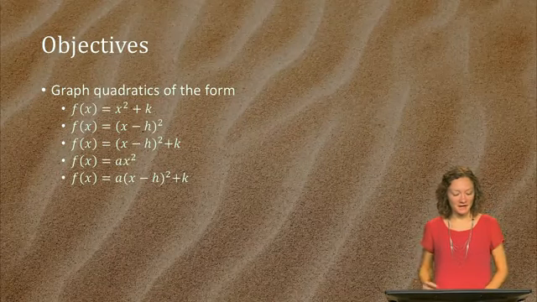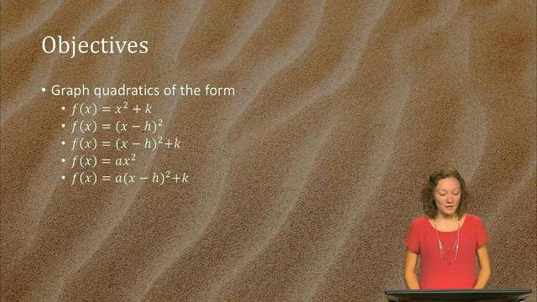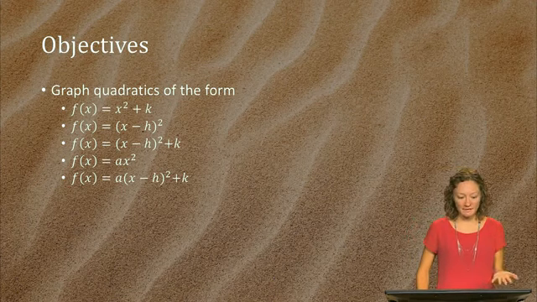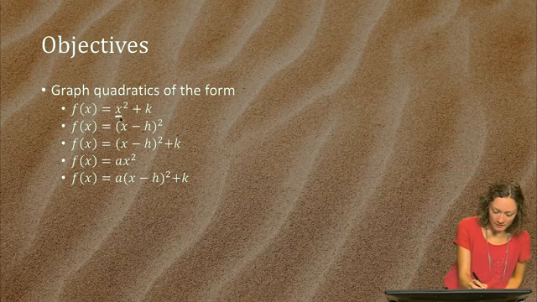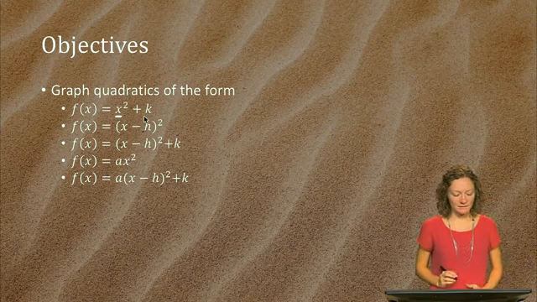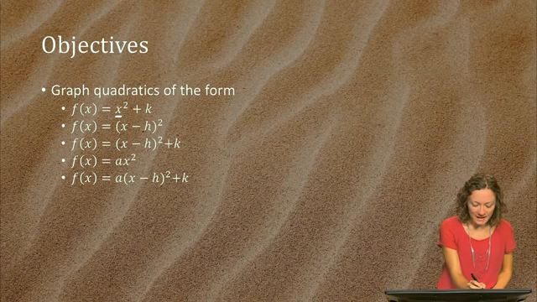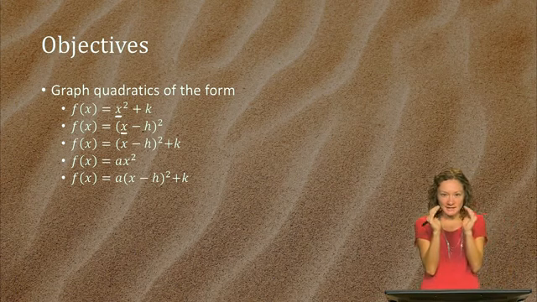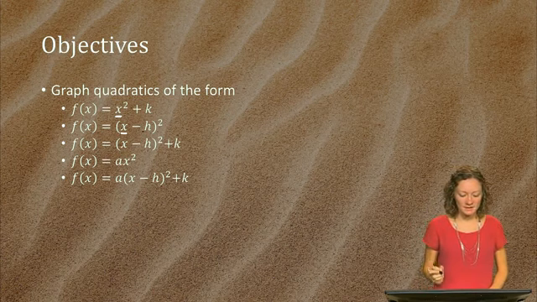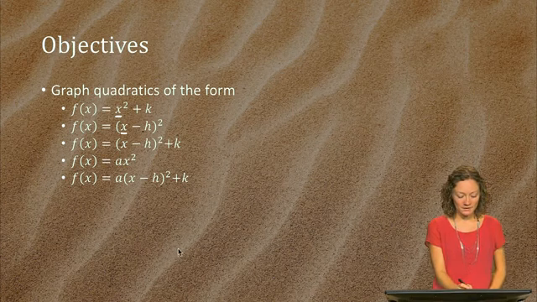Our objectives for this video are to graph quadratics of the form, and then we have 5 different forms. So we're going to look at x squared plus k. That k could be positive or negative. The second one is kind of a version of x squared. So instead of x squared, we have something added or subtracted to that x inside the parentheses. The third version is seeing both of those manipulations happen at once.